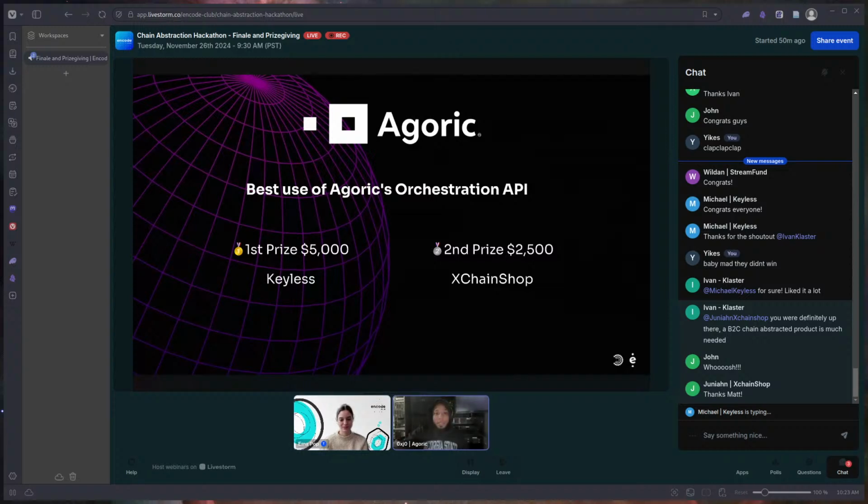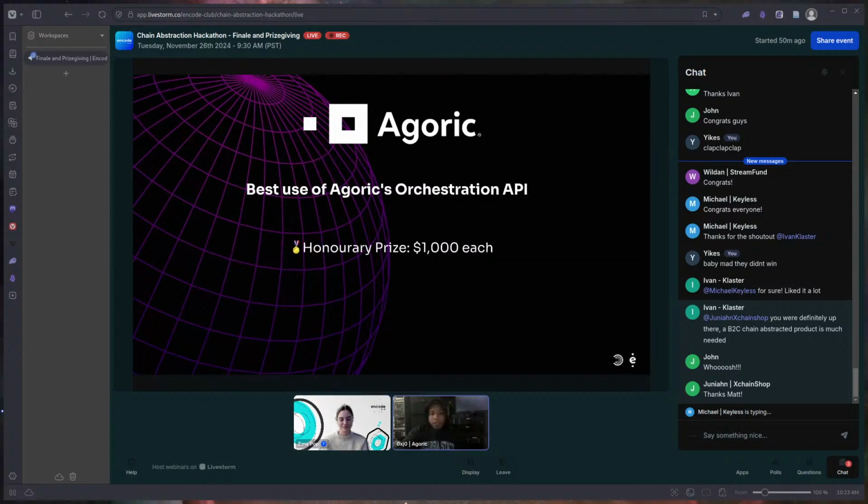Awesome work. In second place, we're giving this to Exchange Shop. Your cross-chain e-commerce approach, I think, is going to be useful if you so choose to continue to build it out. So congratulations on that. And in regards to the prize pool, we're giving this to split between two teams.